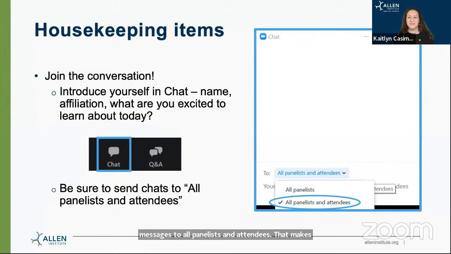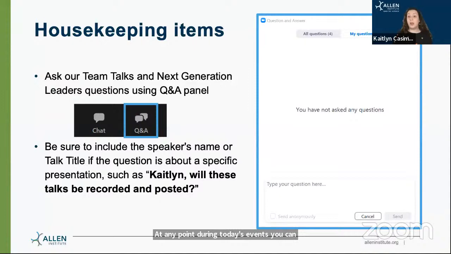At any point during today's events, you can ask questions of our Team Talk presenters from the Allen Institute and our next generation leaders using the Q&A panel. That's the one that looks like two speech bubbles. Please make sure in your question to include the speaker's name or the talk title of that team talk so that we know who that question is going to be for. You can ask me, for example, when will these talks be recorded and posted, and say this question is for Caitlin. And the answer is that this session is being streamed live to YouTube, so they are available immediately afterwards.